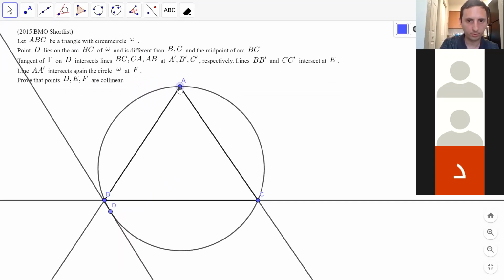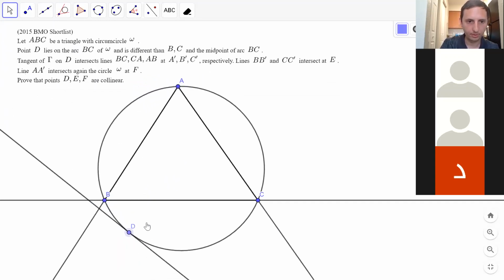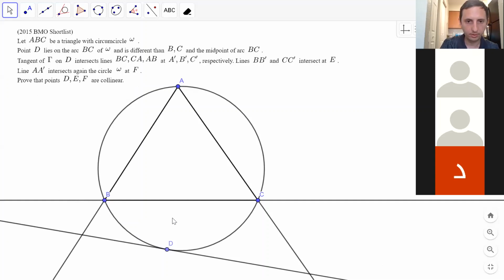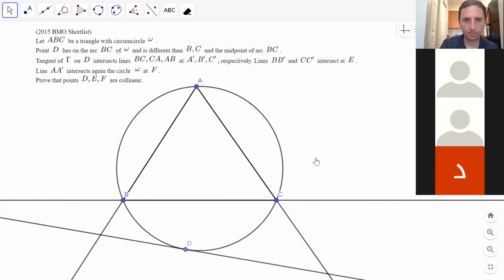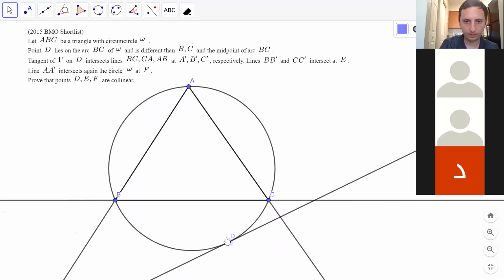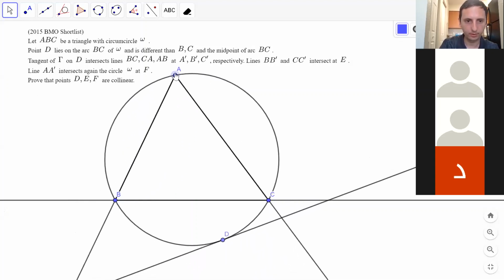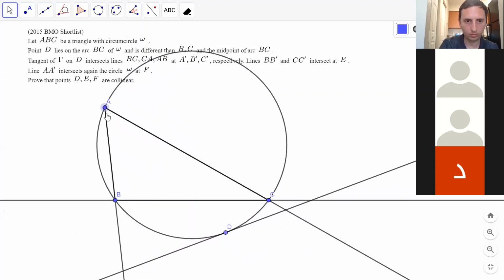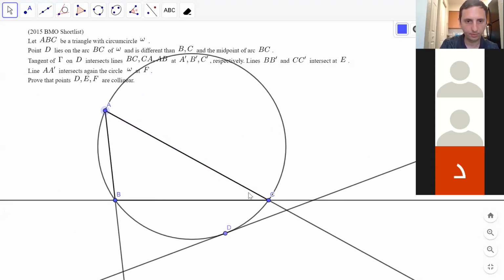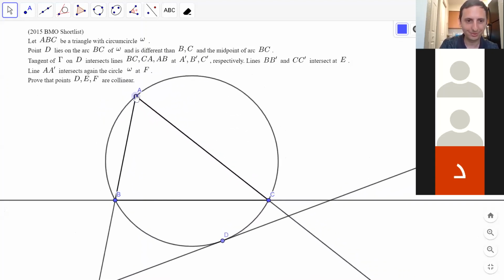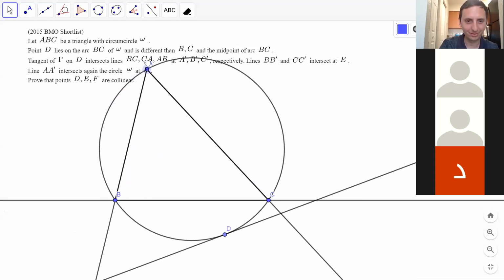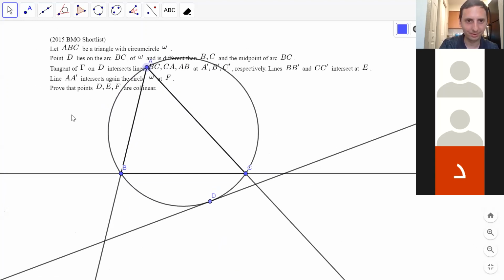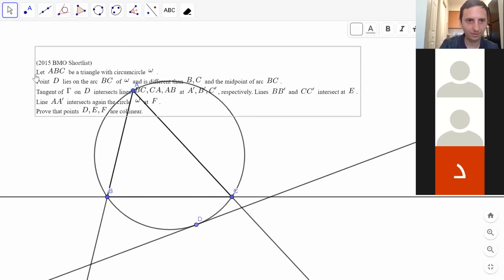So we want to see where it intersects all three. So let's see, what's a good... I kind of like it better when that's on the right, like that. So, you guys like obtuse triangles? I prefer acute triangles. That looks good. All right.